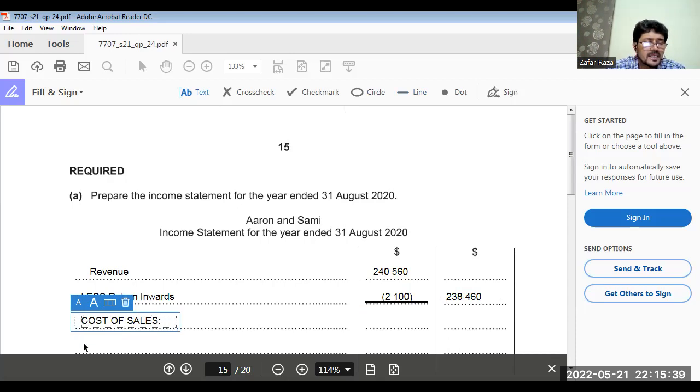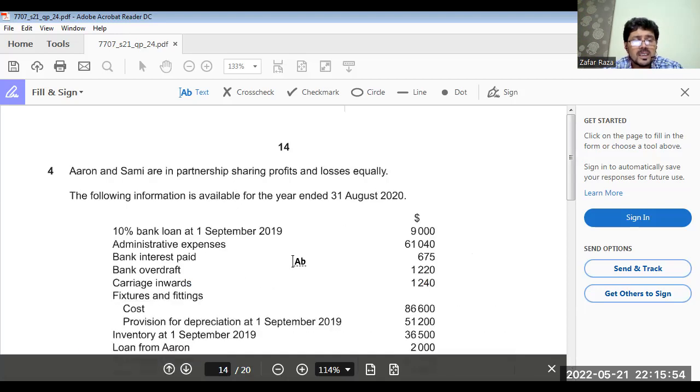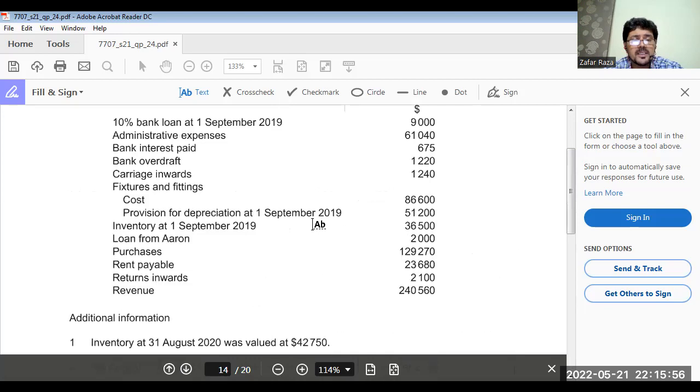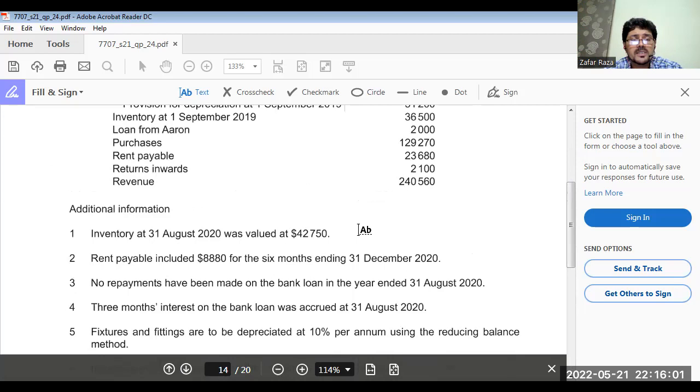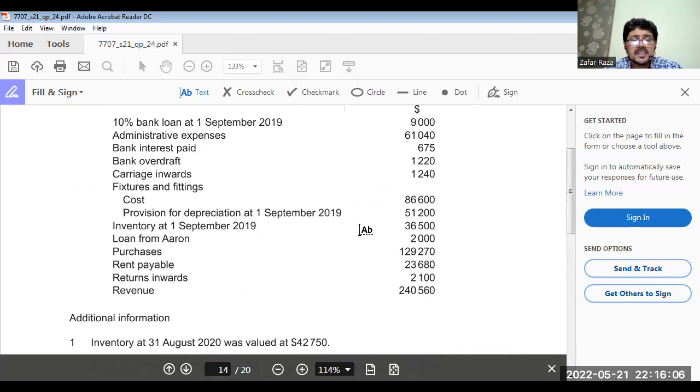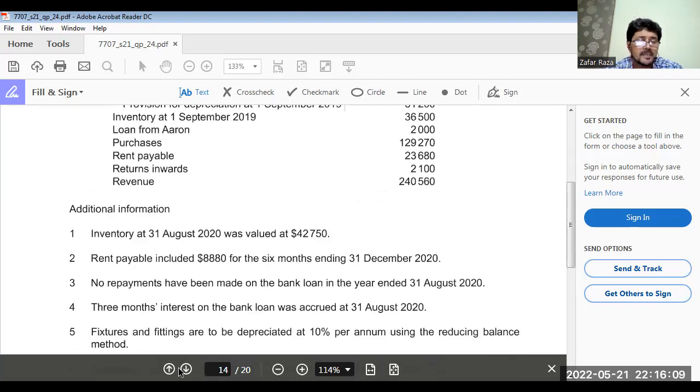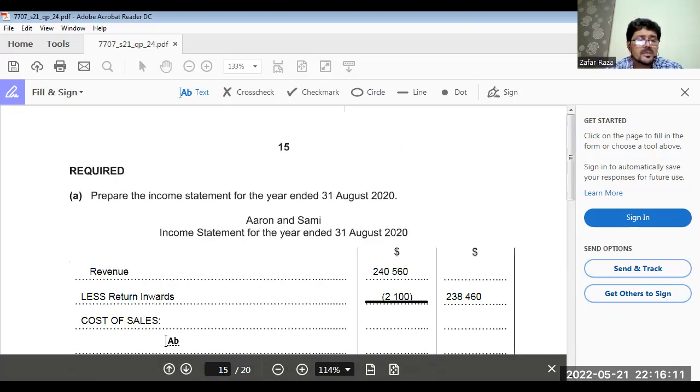Now heading cost of sales starts with opening inventory. Opening inventory, purchases, carriage inwards, and closing inventory. Opening inventory is given, inventory for September 2019, 36,500, and closing inventory is 42,750, and purchase is 129,270. And carriage inwards is given 1,240. Four items. Always remember. So first we have to write inventory.